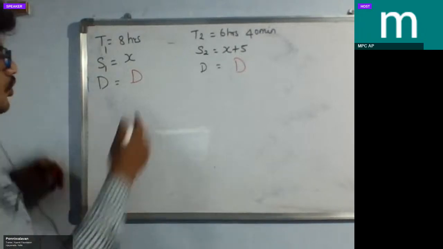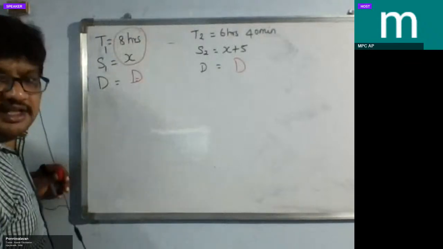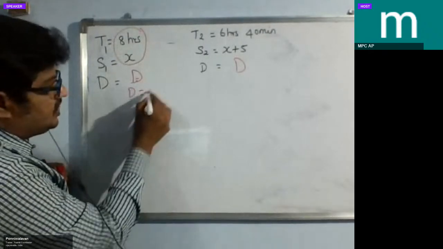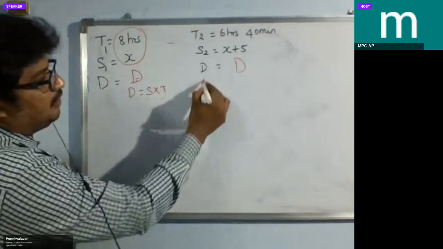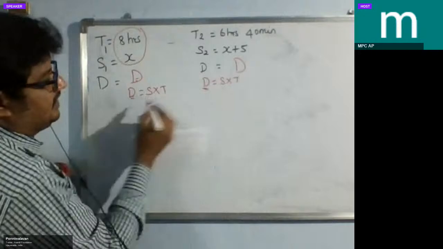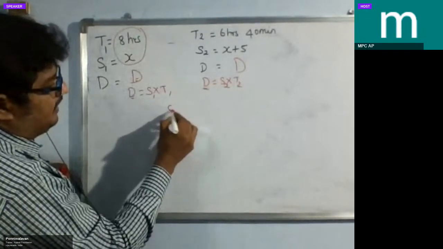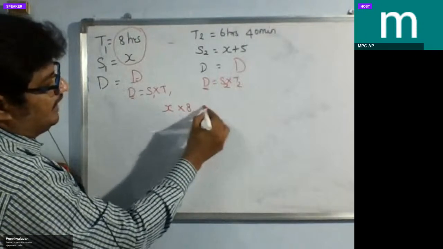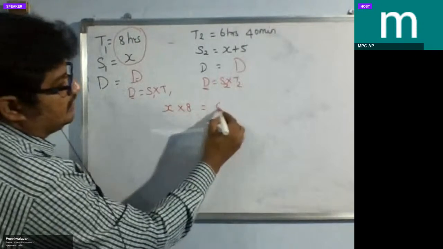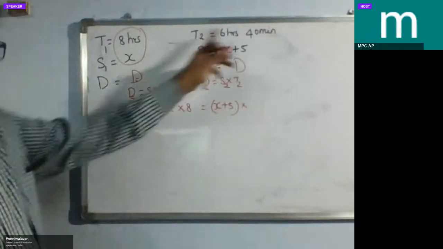So what is the distance formula? Distance equals speed into time. In both cases, d is the same, so we can equate this. So what is speed into time? x into 8 is equal to x plus 5 into 6 hours 40 minutes.